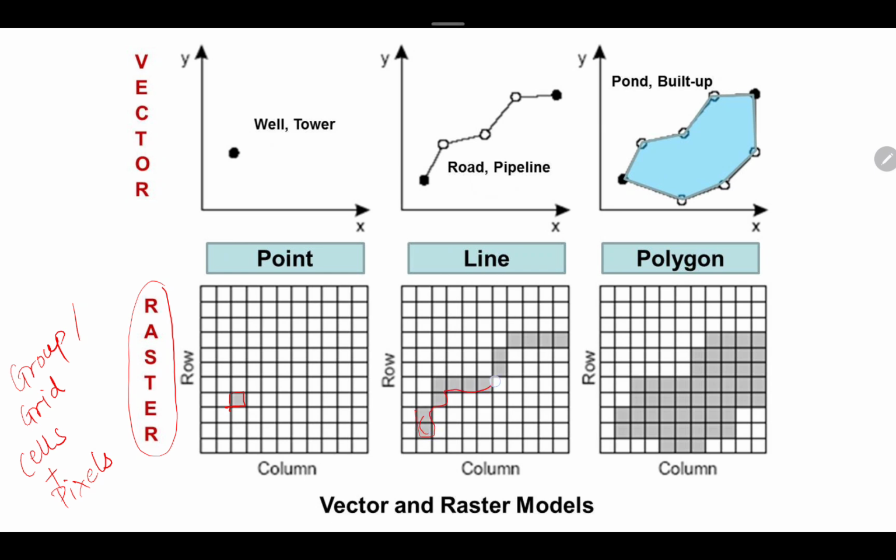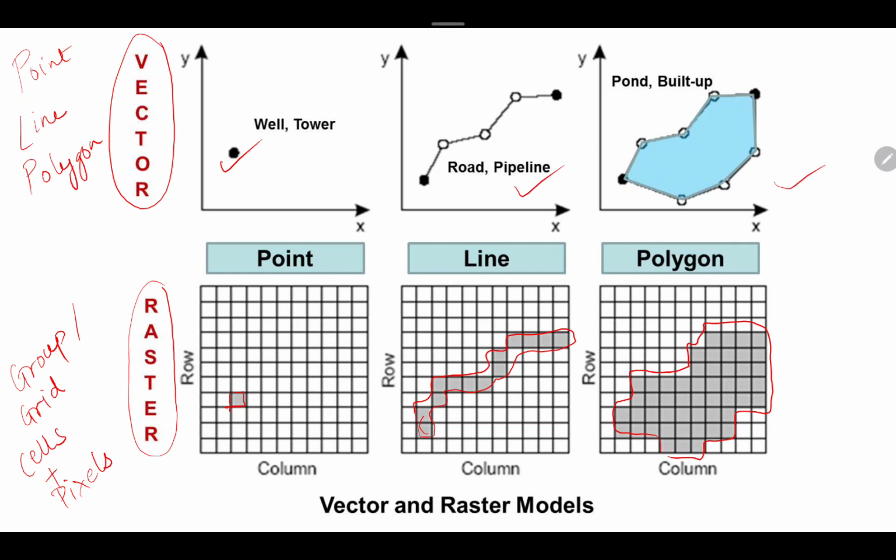This whole thing would be a line, if you can see the way that it is made, and this whole thing would be a polygon. Okay, so in vector now I have PLP. PLP stands for point, line and polygon. So again, this is my point, this is my line, and this is my polygon. Very simple examples have been given to you here.